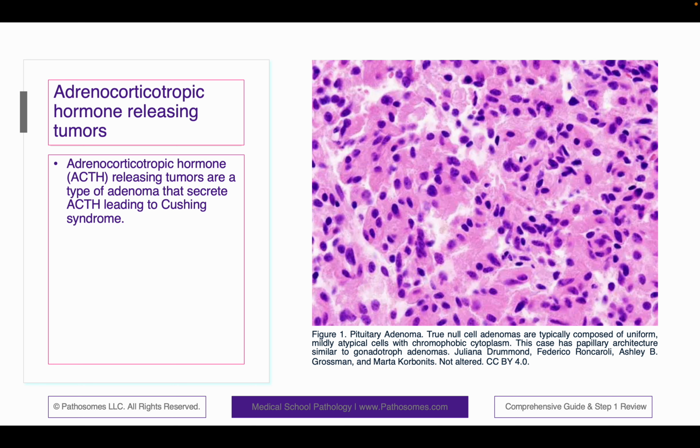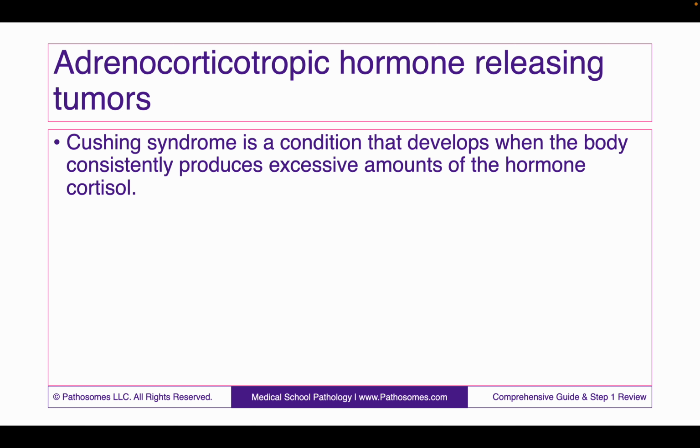Now let's talk about adrenocorticotropic hormone releasing tumors. ACTH? Yes, you've heard of that. ACTH releasing tumors are a type of adenoma that secrete ACTH, leading to what? Leading to Cushing syndrome, right? Classically. Adrenocorticotropic hormone releasing tumors are associated with Cushing syndrome.